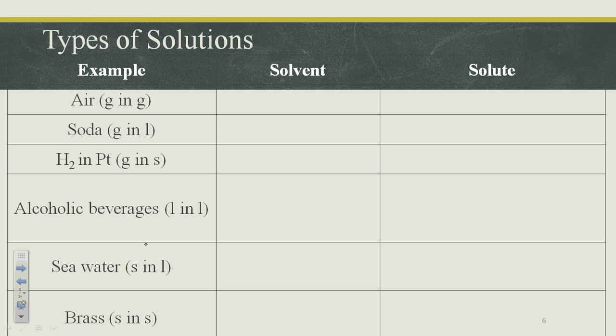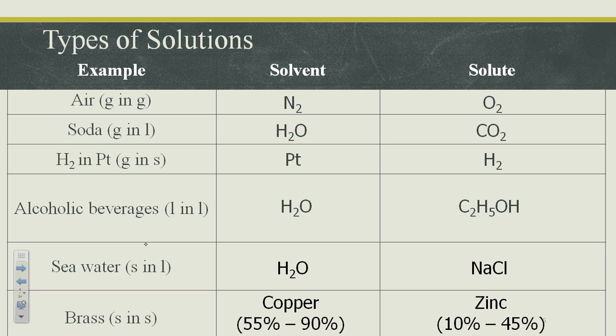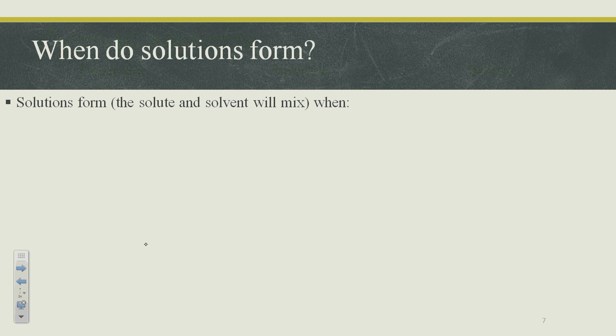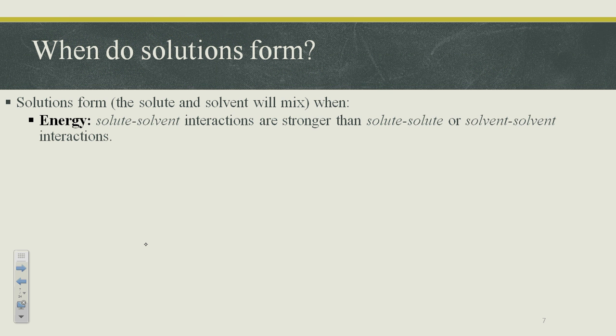Okay, so when we say solutions, generally you think of liquids or aqueous. However, as you can see from this table, solutions can be of any type. They can be gas in gas solution, gas in liquid, gas in solid, liquid in liquid, liquid in gas, and so on. So why do solutions form? Solutions have two main components, a solute and a solvent. Solute is what's present in lesser amount, solvent is what's present in larger amount.